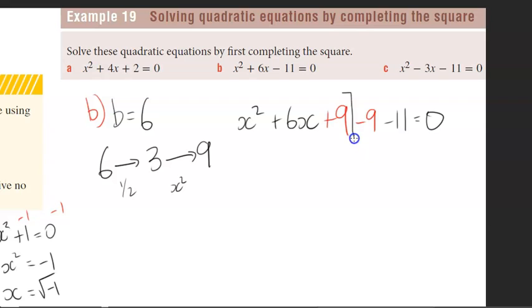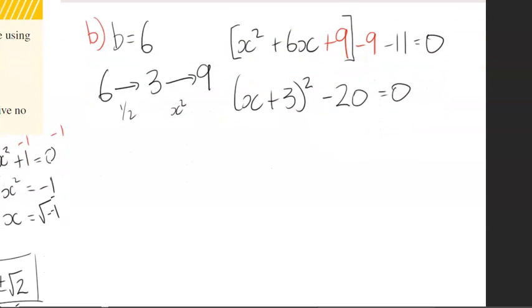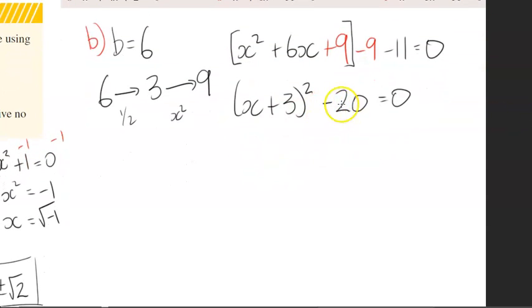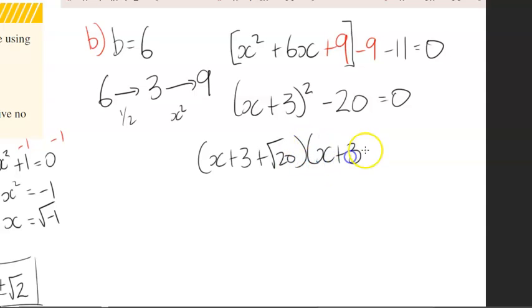So now we'll break this up into 2 different parts. There's the first one, which gets written as x plus 3 all squared. It's always whatever this middle number is that goes within here. Minus 9 minus 11 gives me minus 20, and this is equal to 0. Alright, we have a difference here. We're going to force this to be a square, so we'll just write it in the form of a surd. So this is going to be written as x plus 3 plus square root of 20 multiplied by x plus 3, take away the square root of 20, and this is equal to 0.